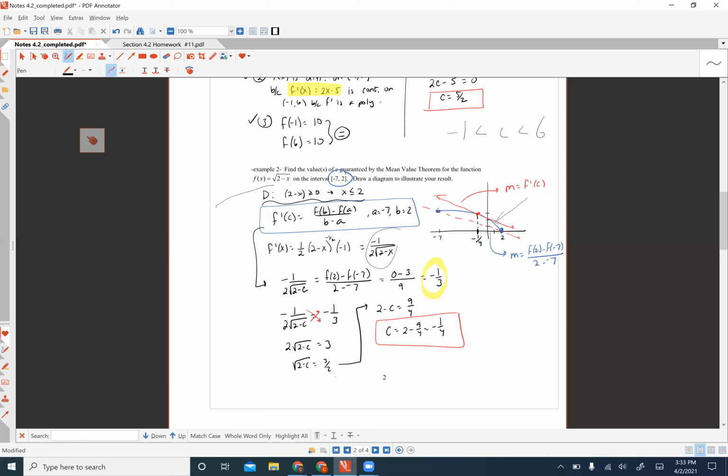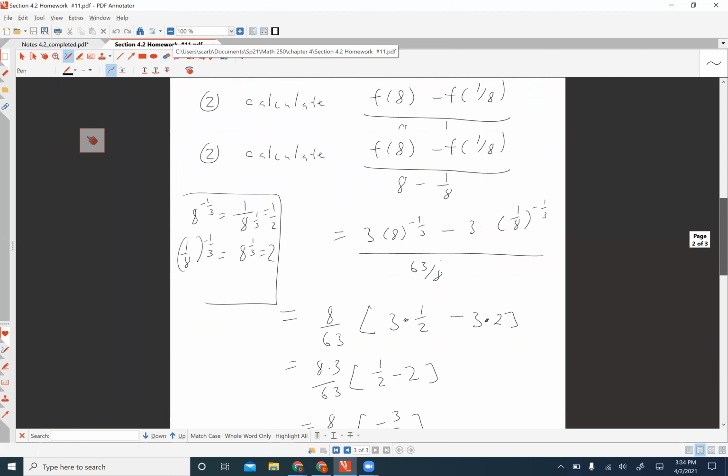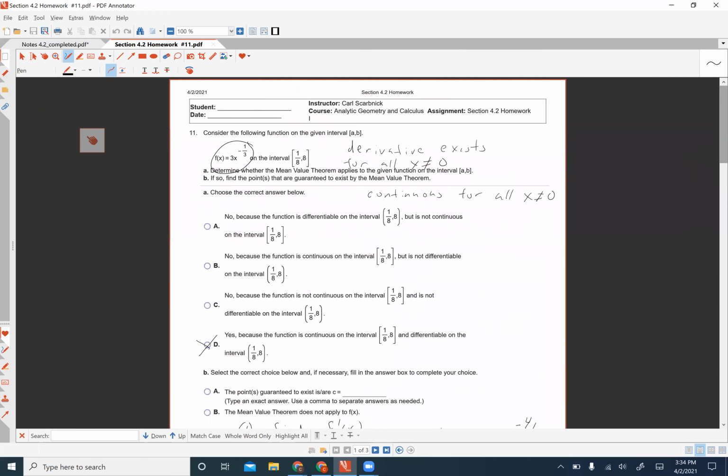Let me just do one more out of the homework. Okay, here we go. This is problem number 11 out of the homework, similar to the one we just did. And you'll see these are the kind of problems you'll see on the quiz.